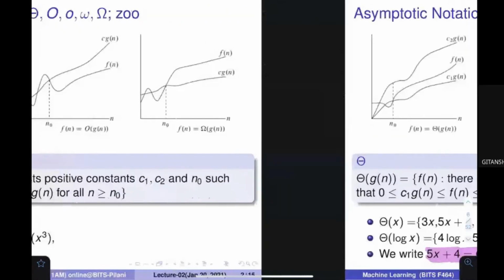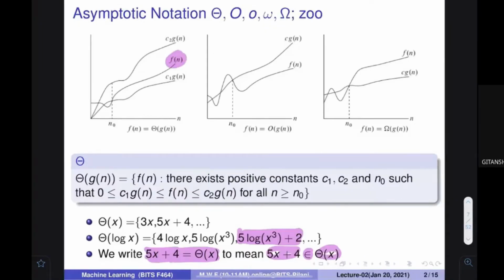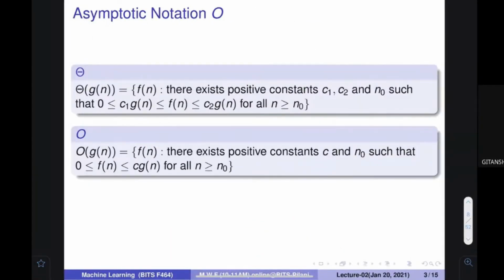After some time, all the functions inside this set are such that we have some constants. If we can use those constants, there exists some constant, and if we multiply them, then this function can be bounded. So all such functions are here. Very good. The next notion is the big O.